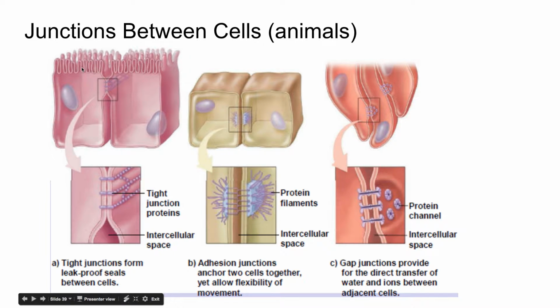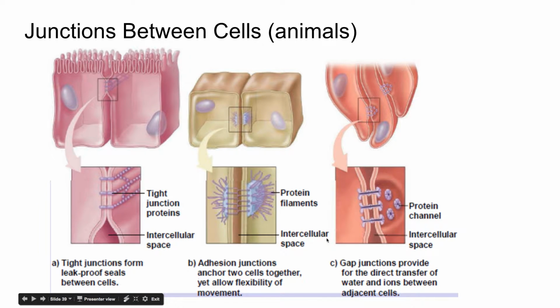And then you have adhesion junctions, and I would just put they join two cells together but provide flexibility, so stretching. Okay, so these particular filaments allow for stretching to take place, and it's going to be in any organ or tissue that needs to stretch. So the bladder stretches, the stomach stretches, the heart is going to stretch and contract. And so you're going to find these kinds of connections occurring between those cells.